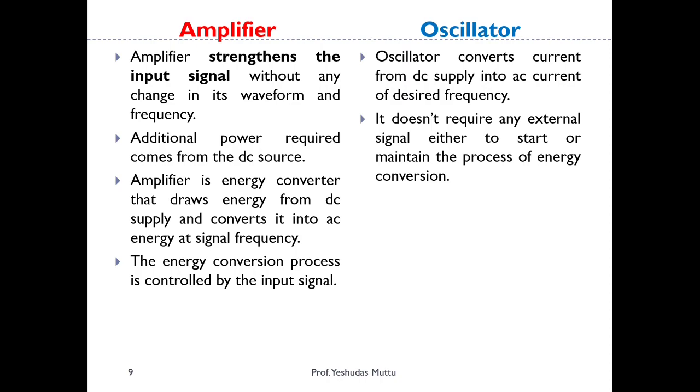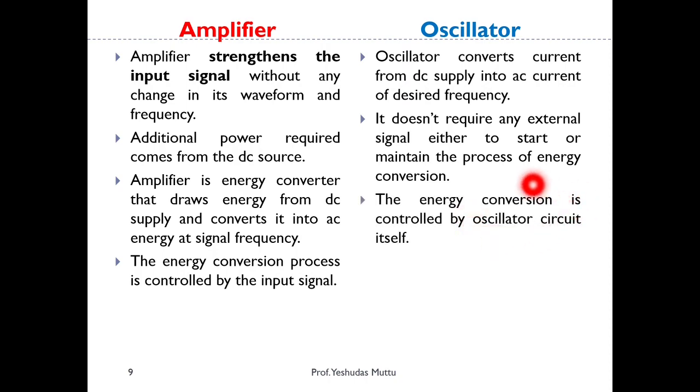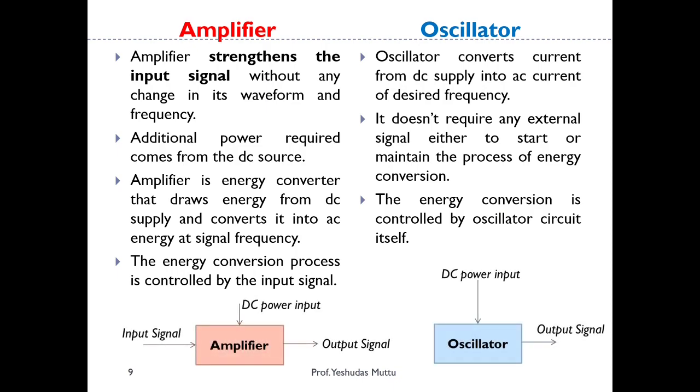Here the energy conversion process is controlled by the input signal, that is the AC signal again. Here the energy conversion is controlled by the oscillator circuit itself. To summarize both, you can just have a look over here. I have an input signal and DC power which produces an output signal. This is my amplifier. Whereas in an oscillator, with just a DC power input, it will produce the AC signal. Okay, I hope this is clear to you all.